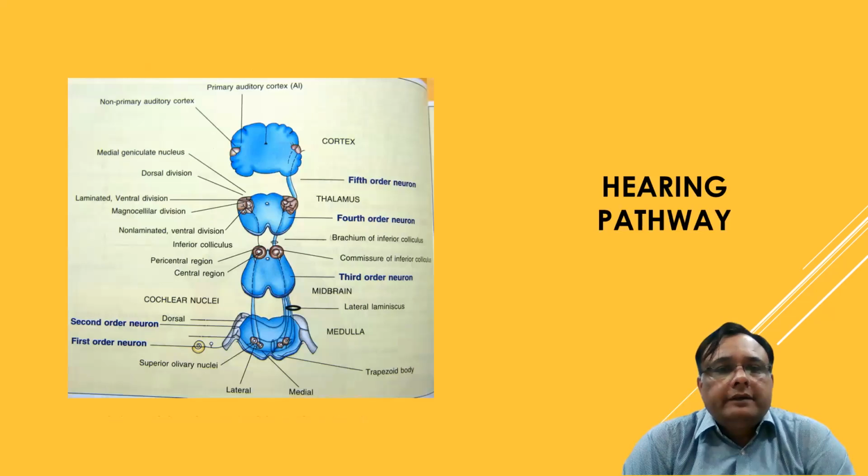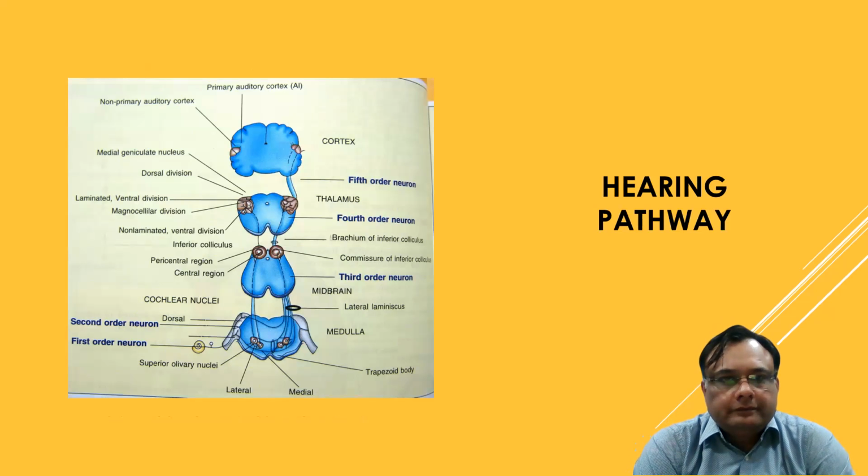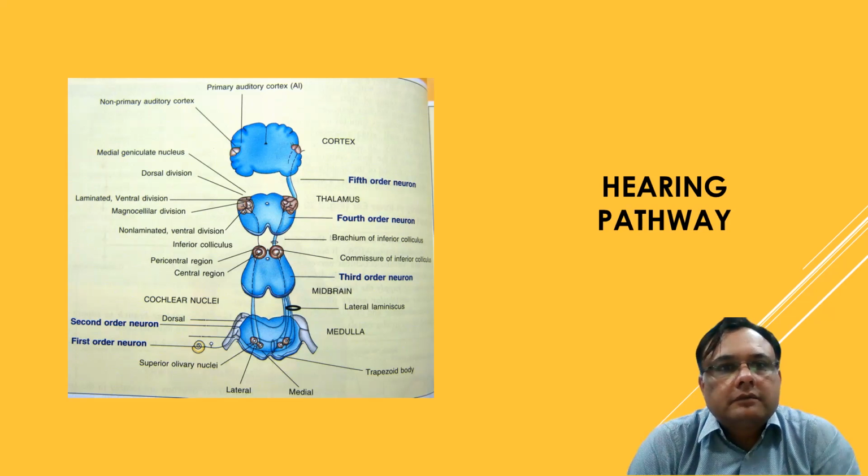This is the hearing pathway. You can see in this diagram, this is the medial olivary nucleus, and this is the lateral and medial trapezoid cord. And from here, lateral lemniscus from midbrain, and midbrain to thalamus, and thalamus to cortex. You can see this diagram by yourself. I'm pausing here for some time.